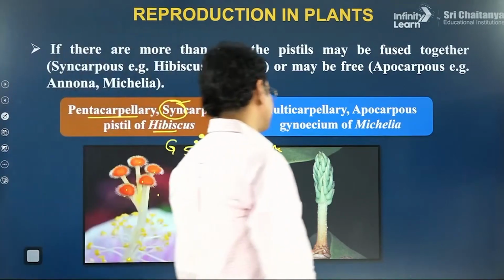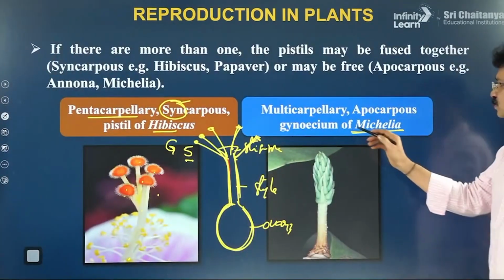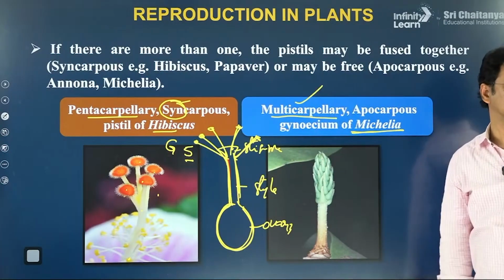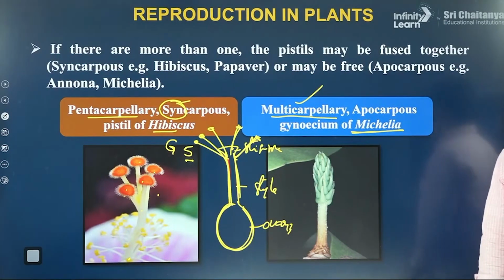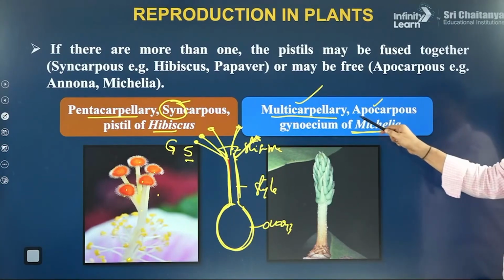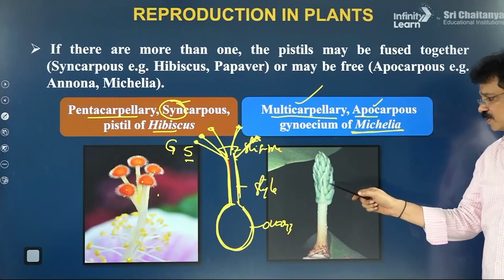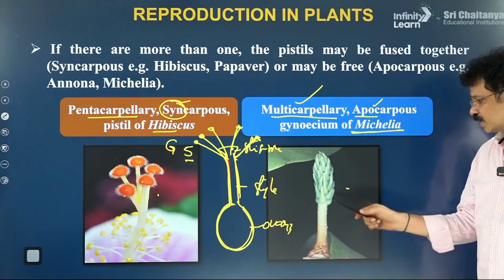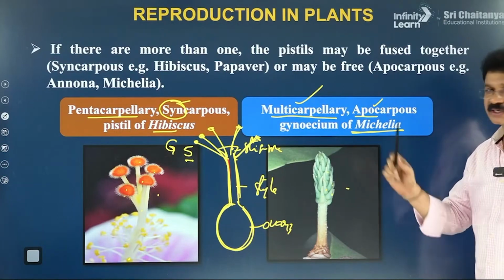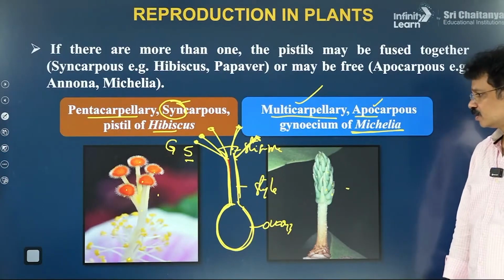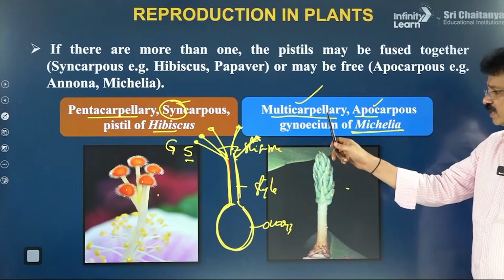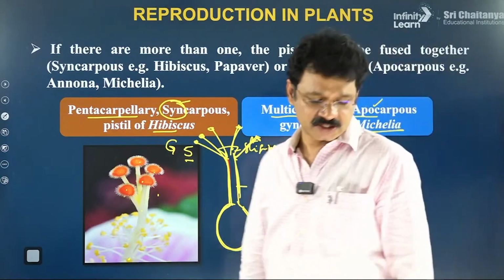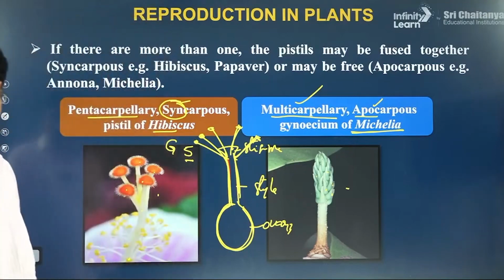In the plant Michelia, the number of carpels is many, that's why it is multicarpellary. And what is the meaning of apocarpous? All carpels are free. This is the real image of the plant Michelia. Carpels are free, and free means the apocarpous condition. Based on the fusion and free condition of the carpels, the gynoecium is broadly classified into 2 categories: syncarpous and apocarpous.